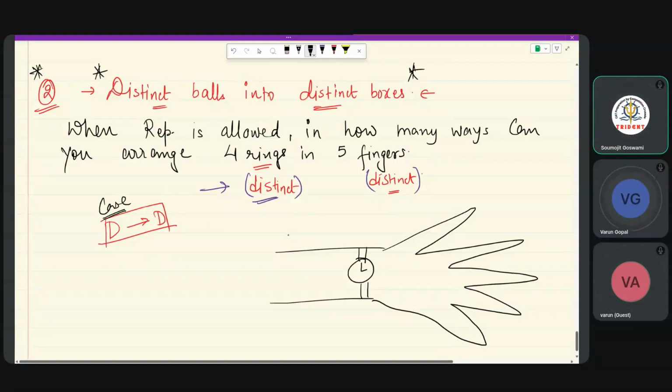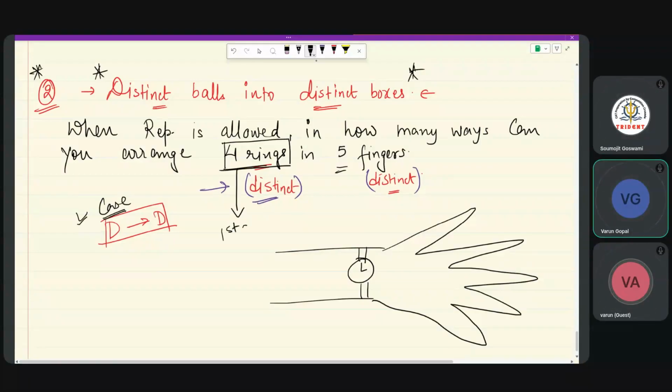The case is of distinct to distinct. Remember. Just give me the answer to one thing. All the rings are distinct, right? Guys, 4 rings in 5 fingers. Just tell me one thing. The first ring, okay? Please answer, both of you. The first ring can go in how many fingers? 5. 5 fingers. Okay.